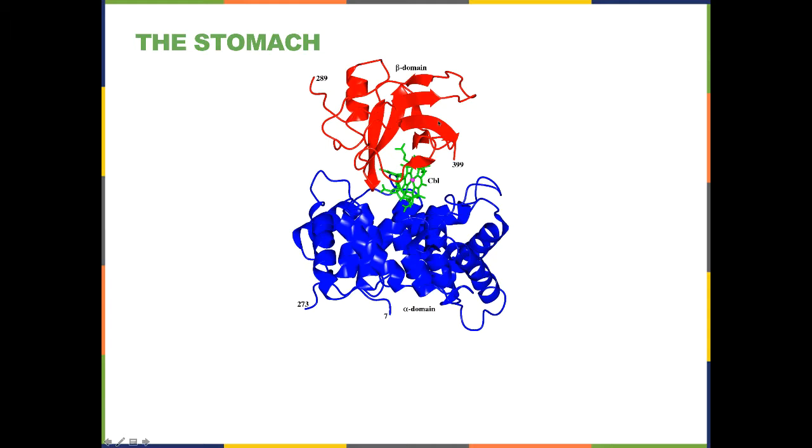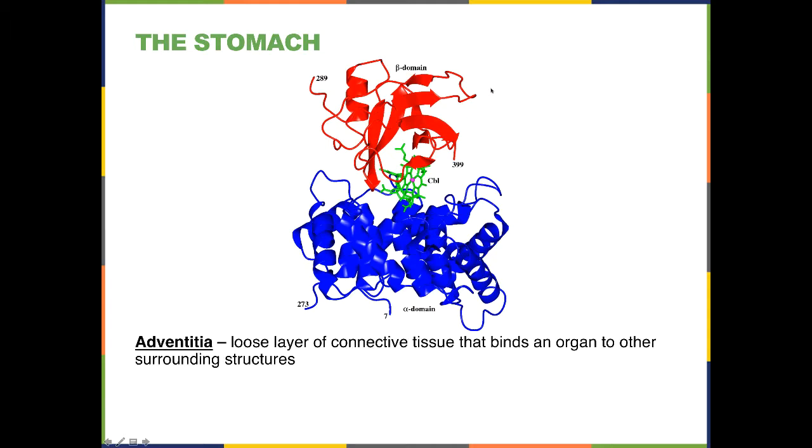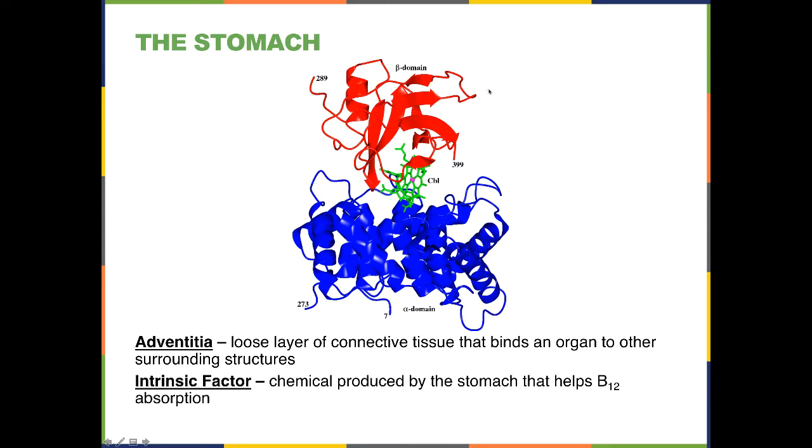Now, the stomach also produces something called intrinsic factor, and intrinsic factor is an important chemical that helps bind B12 and lead to its absorption. Now this diagram shows intrinsic factor. It's a protein with two subunits, an alpha subunit here and a beta subunit here, and in the middle the B12 is bound. And B12 also has cobalt as part of its structure.